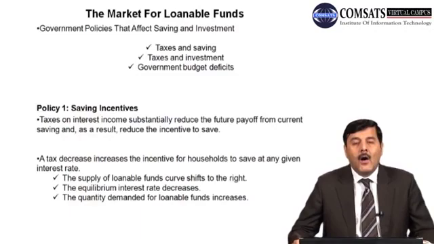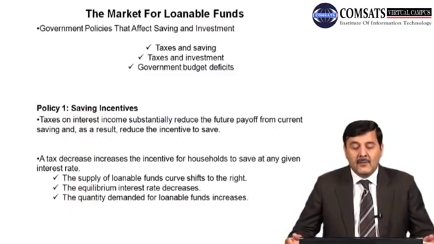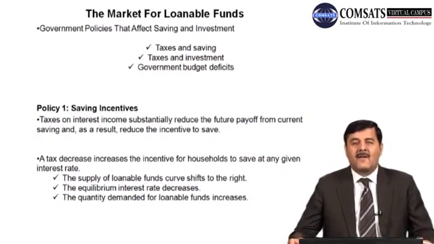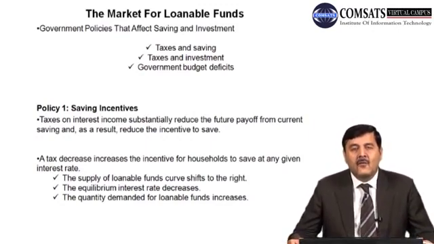Now, how can government policies affect saving and investment in the economy, and how can we explain this with the help of the loanable funds market? There are three factors that can affect saving and investment: taxes can affect saving, taxes can affect investment, and the government budget deficit. First we talk about the first policy of the government, and that is the saving incentive.